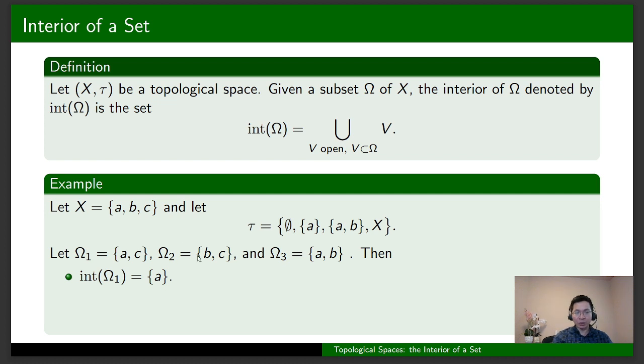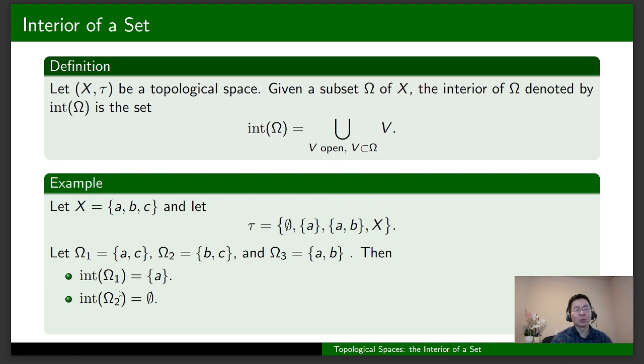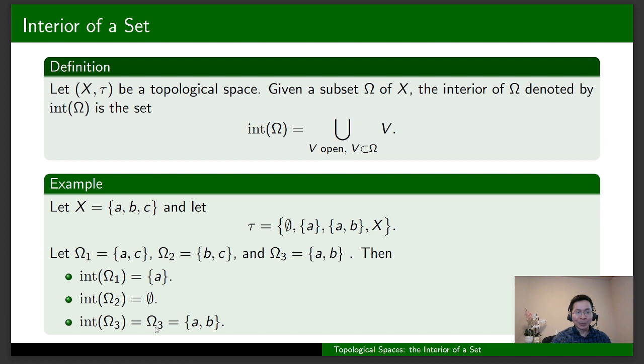Now, let's look at omega 2. Omega 2 consists of two elements, B and C. Then it is easy to see that the only open set that is contained in omega 2 is the empty set. Therefore, the interior of omega 2 is the empty set. How about omega 3? By a similar way, we find three open sets that are subsets of omega 3. They are the empty set, this single point set, and omega 3 itself. Then their union is omega 3. So the interior of omega 3 is itself. And observe that in this example, omega 3 is an open set.